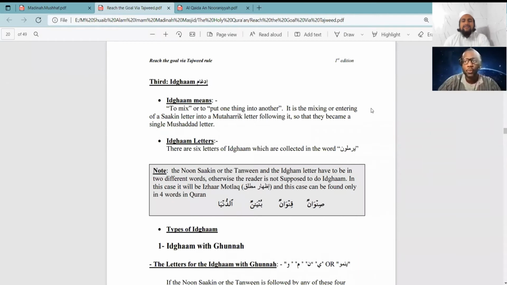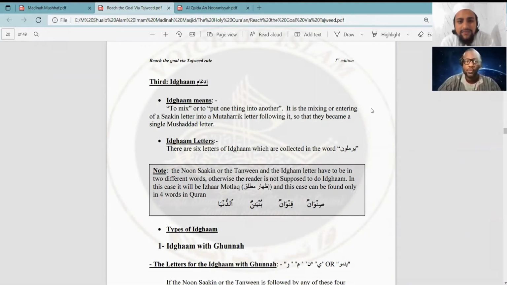Let's go. So the third rule of nun sakin and tanween is idgham. Idgham means to mix or to put one thing into another.